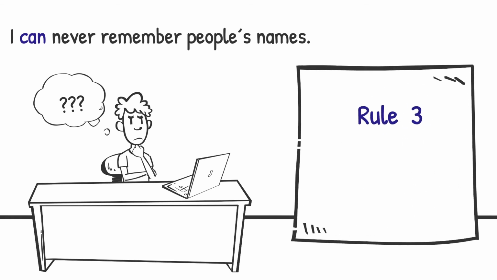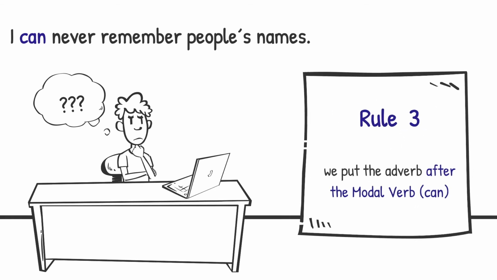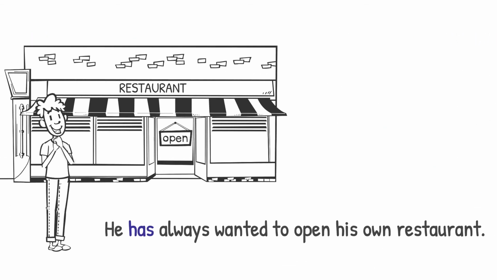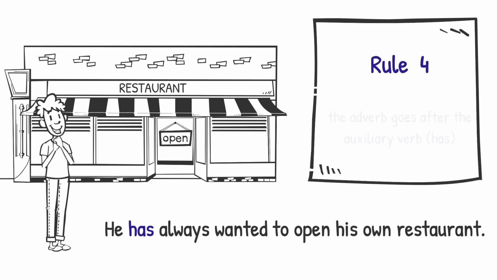Rule number 3. Put the adverb after a modal verb, can, could, should, might, must, etc. Rule number 4. Put the adverb after the auxiliary verb, which in this case is have or has. This is especially important if you're using the perfect tenses like the present perfect or the past perfect.